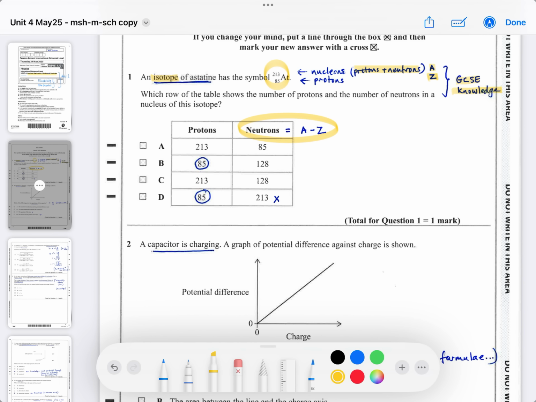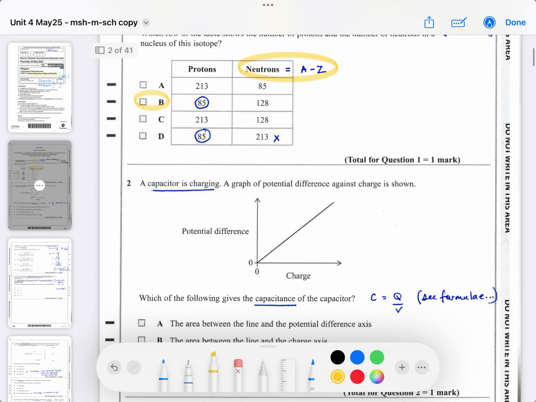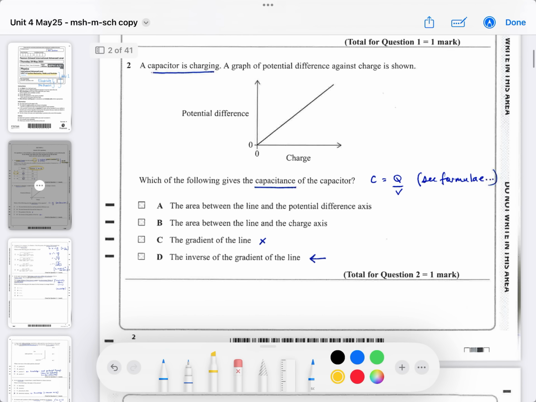Okay, so basically the protons is the smaller number, so it must be B or D, and the neutron number is obviously not 213, because that includes the protons, so it's 213 minus the 85, so presumably that does equal 128. So the first question is GCSE level, nice entry question for your exam.